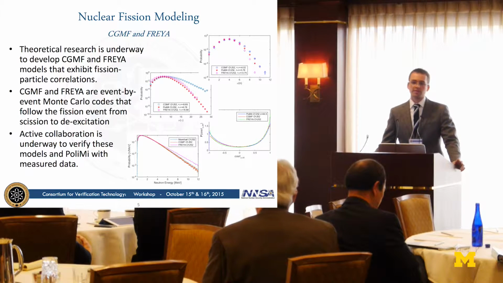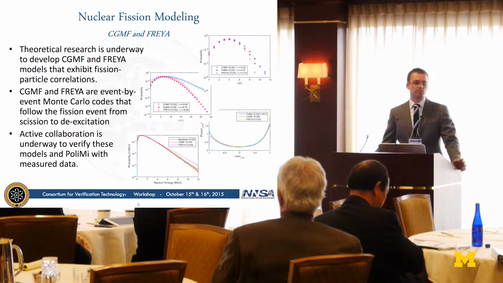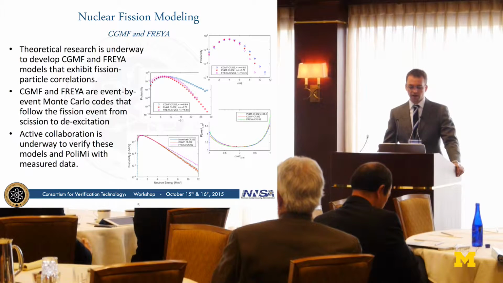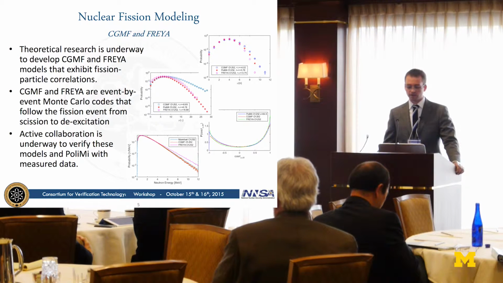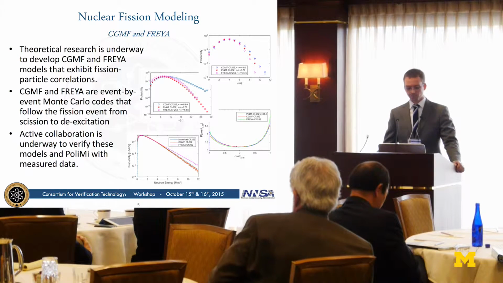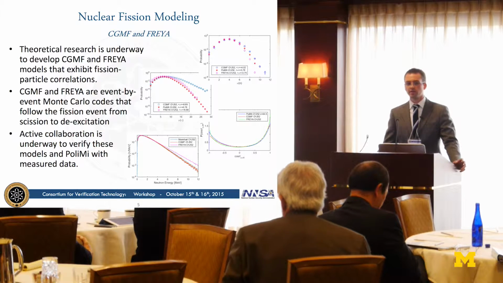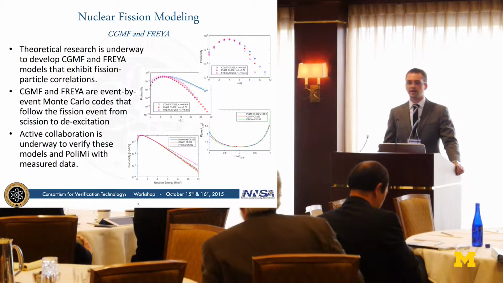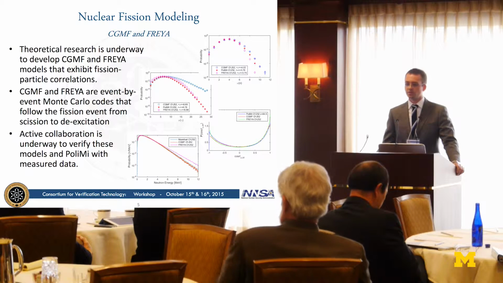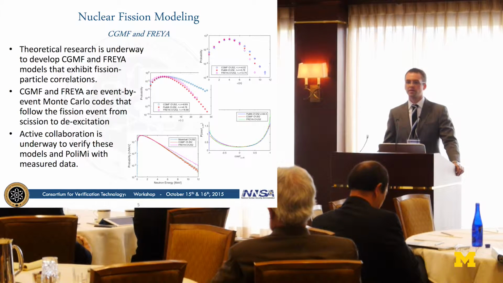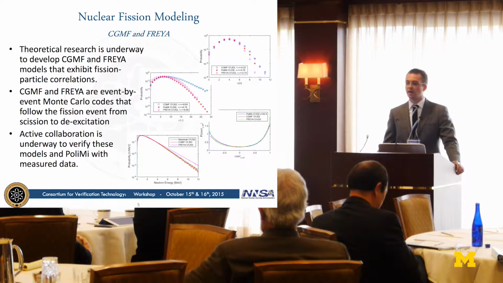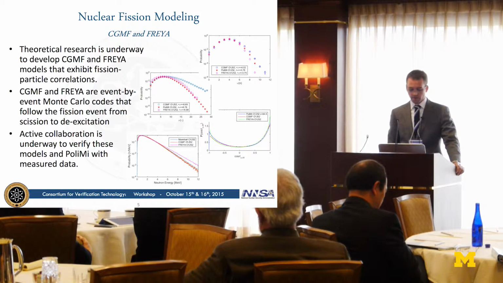The more complex event-by-event fission models, which we are trying to verify and provide a data set for comparison, are CGMF and Freya. CGMF is developed at Los Alamos and Freya at Livermore. And they exhibit these correlations. An example of these correlations, again, is the neutron anisotropy, neutron multiplicity competition with neutron energy, and neutron multiplicity competition with total gamma ray energy emission.